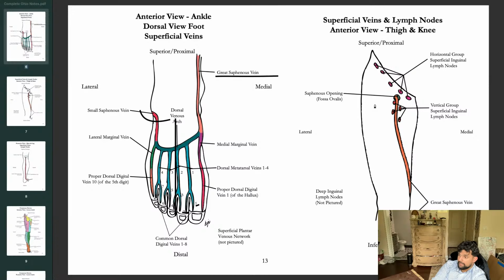Saphenous opening. Now, question: what's the name of the fascia covering the saphenous opening? Cribriform fascia. Good job. And the lateral margin of the saphenous opening is called the falciform margin.